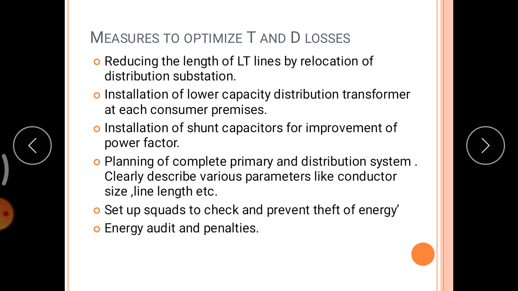Next is the installation of lower capacity distribution transformers at each consumer premises. Yes, if you install a lower capacity distribution transformer for one area, that also reduces the losses.